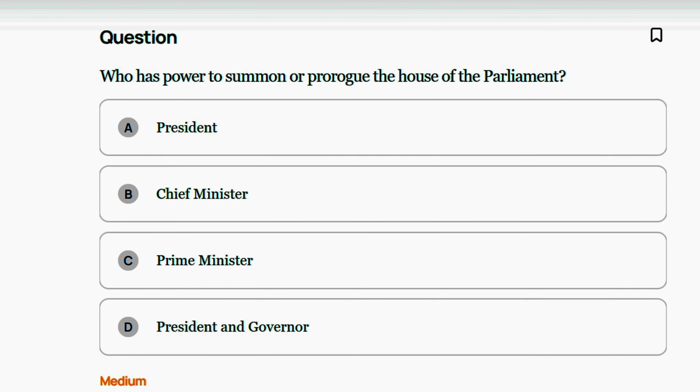Next, who has power to summon or prorogue the House of Parliament? President, Chief Minister, Prime Minister, or Governor. Correct answer is this one, President.